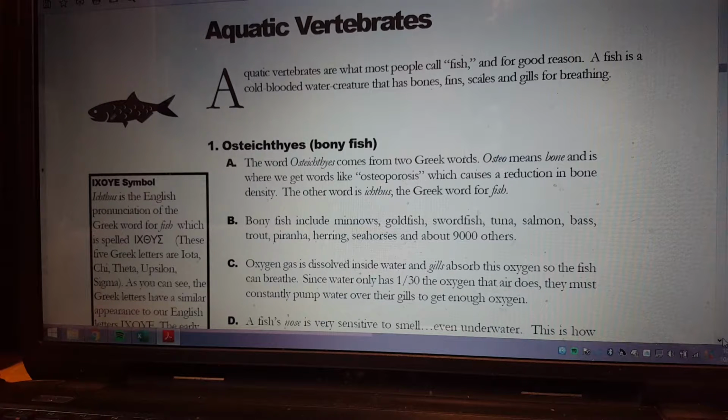B. Bony fish include minnows, goldfish, swordfish, tuna, salmon, bass, trout, piranha, herring, seahorses, and about 9,000 others.